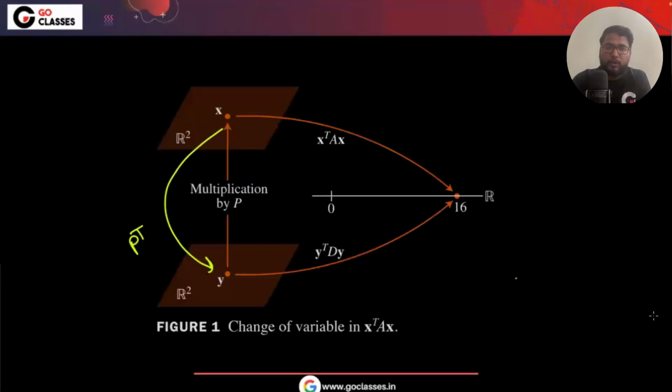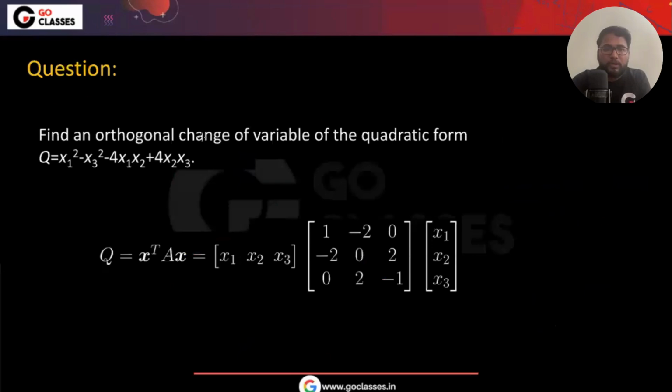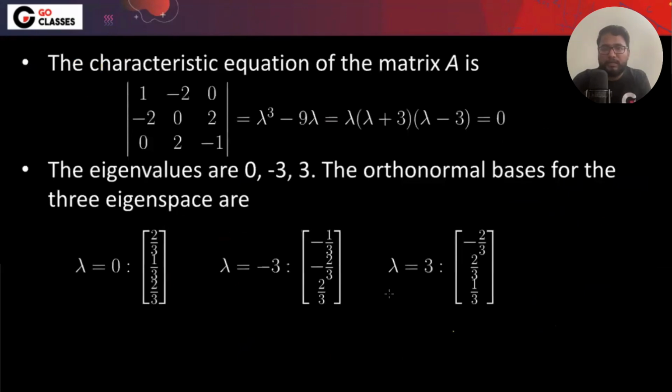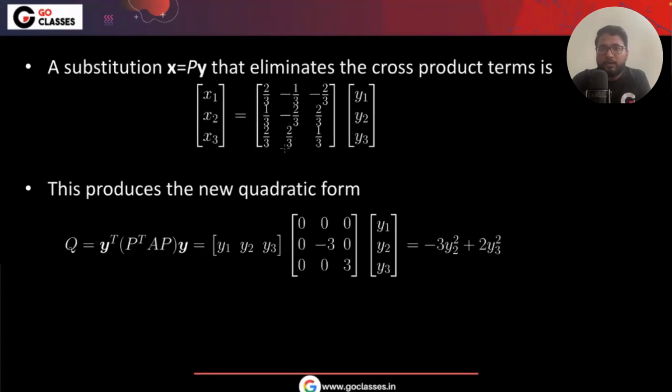So let's do one more example. Maybe you will get to understand more. So what they're saying, find the orthonormal change of variable, or the diagonal. Basically, they mean to say that this is one representation, but can you represent this in the form of a diagonal matrix? Okay. So what you will do, you will take this, you will find out the eigenvalues, you will find out the eigenvectors, right?